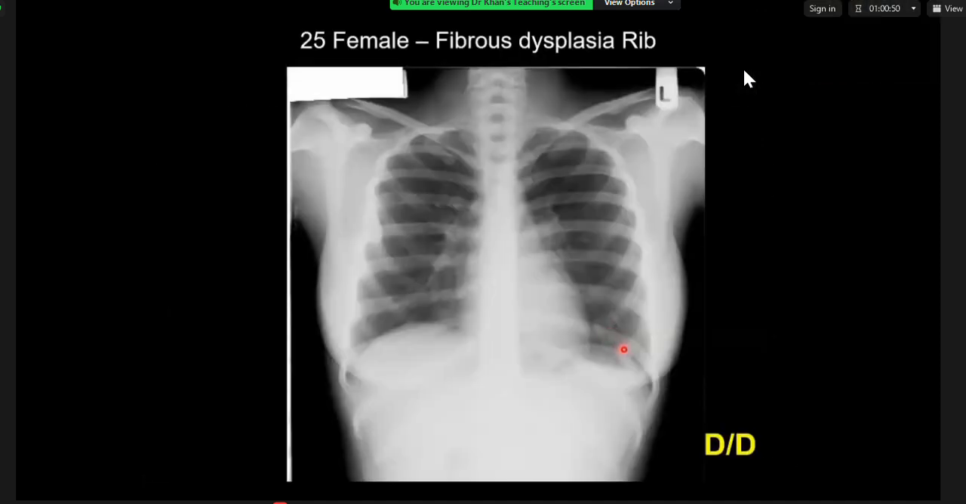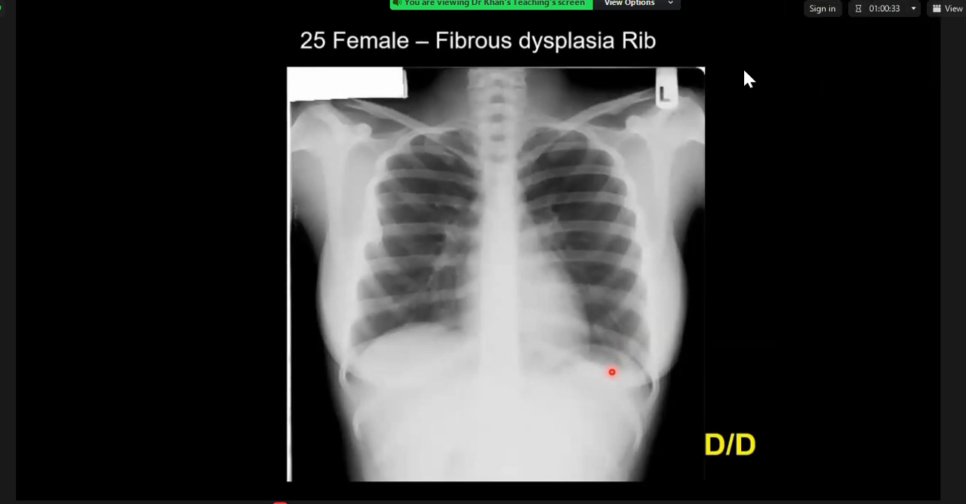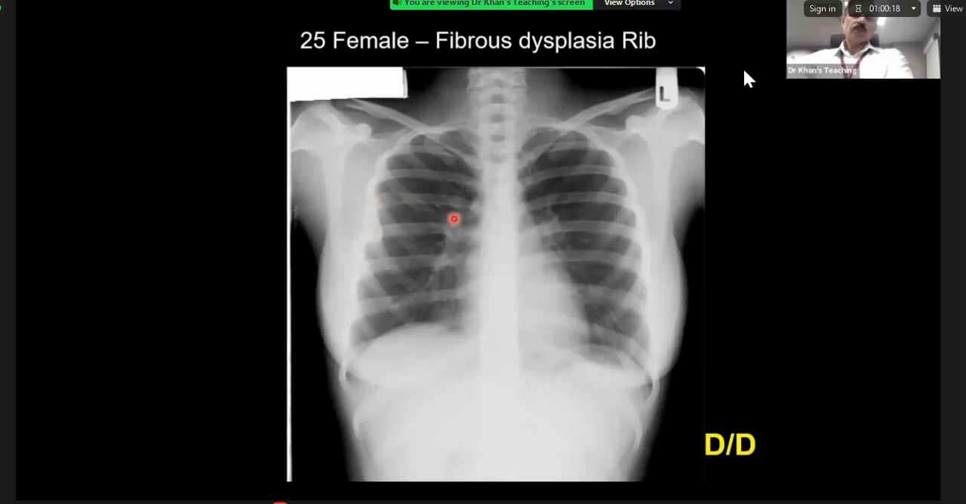Another case, can you please tackle this one? You know that it is fibrous dysplasia. I want you to describe it for us. Okay, so I'm presented with a radiograph of a 25-year-old female patient, specifically looking at the bony abnormality. I think that's referring to an expansile lesion of the lateral right fifth rib.